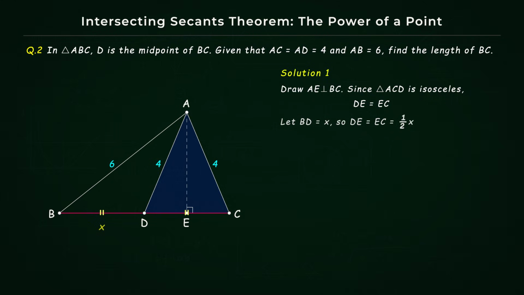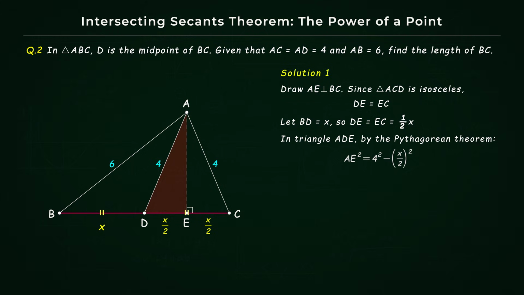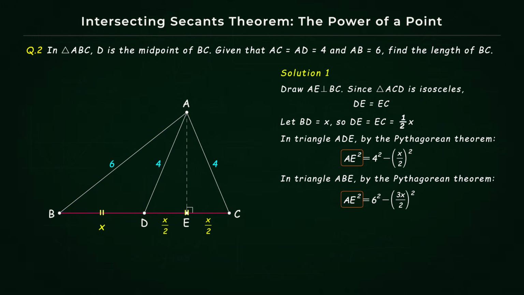We can let BD be x. Since D is the midpoint of BC, DE and EC are both half of x. Using the Pythagorean theorem in triangle ADE, we can get an equation. In triangle ABE, we can use the Pythagorean theorem to get another equation. Both equations contain AE squared, so we can eliminate it to form an equation in x and then solve for x. From this, we can find BC. The approach we just used is straightforward.